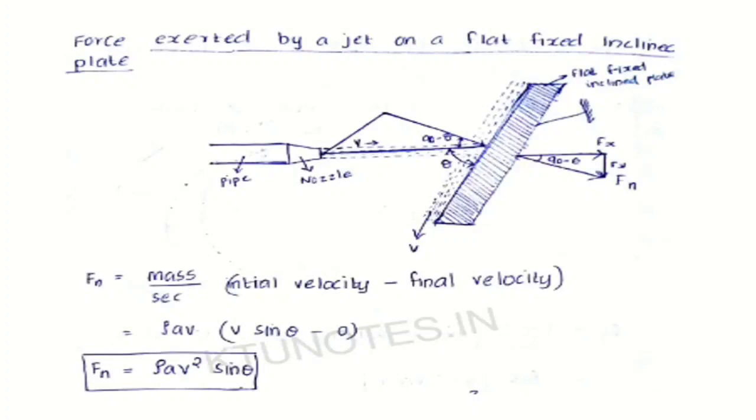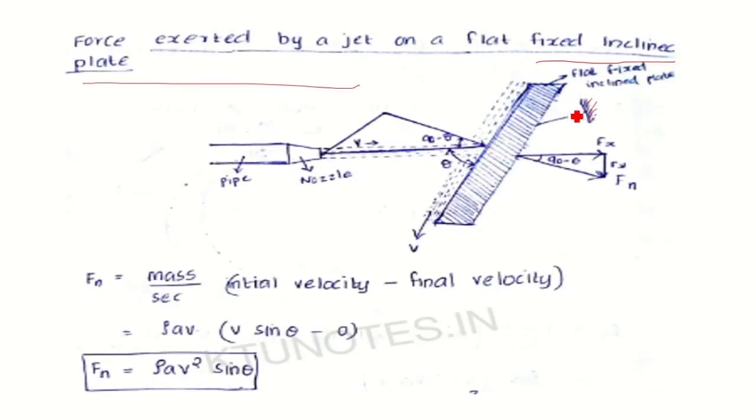So next portion is, earlier we discussed a vertical plate, but here we are placing the plate at an angle with the jet. So we are placing an inclined plate at an angle theta with the jet of fluid. Now we are going to discuss the force exerted by a jet on a flat fixed inclined plate. So we are discussing an inclined plate which is stationary.